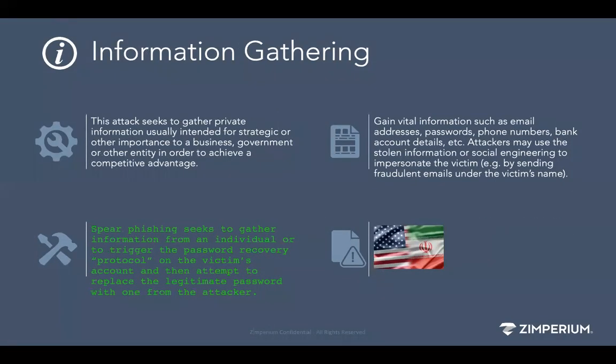And then information gathering. So basically what we mean by information gathering is you're looking for information usually intended for other aspects of an attack. You're looking for business information, government information, basically competitive advantage. Like, can you get information maybe before it hits the market? And then you could short the market or do whatever if you're intelligent enough to do that. But basically you just get information, right?